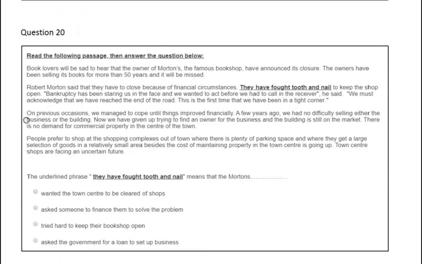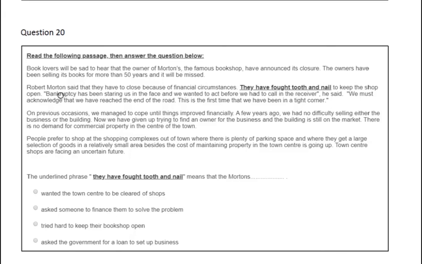Okay, let's read this part. Robert Morton said that they have to close because of financial circumstances. They have difficulties to save money, to get more money, to get benefits, profits, and so on. They have fought tooth and nail. It is an idiom. That means that they tried hard to save the bookshop, to keep the shop open.